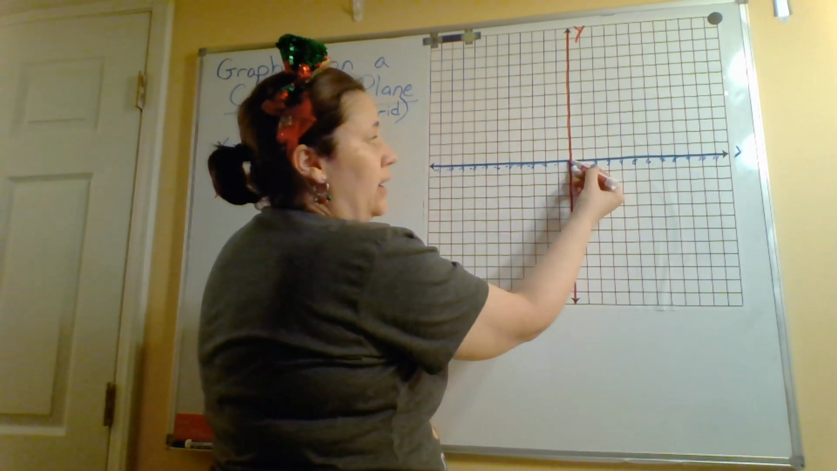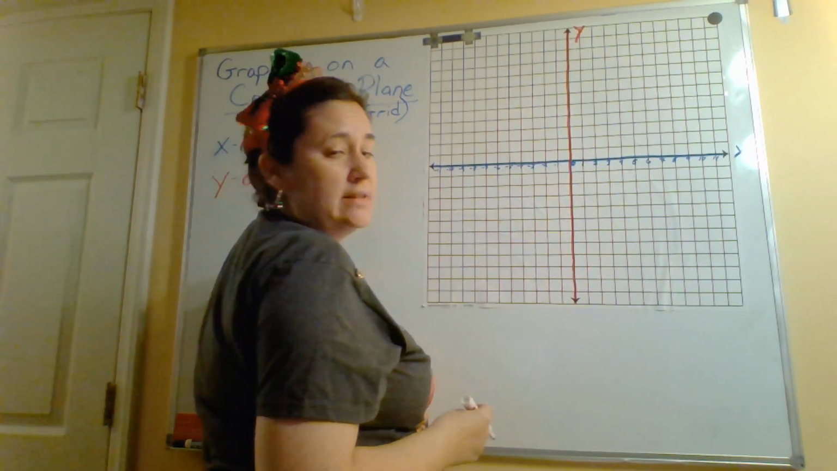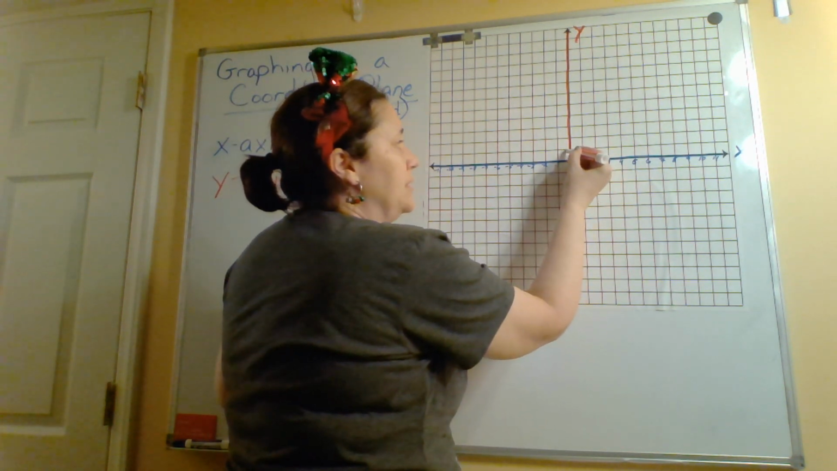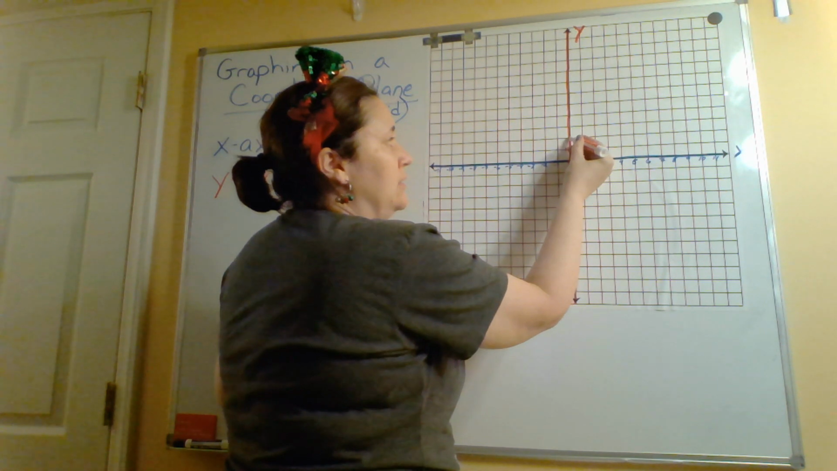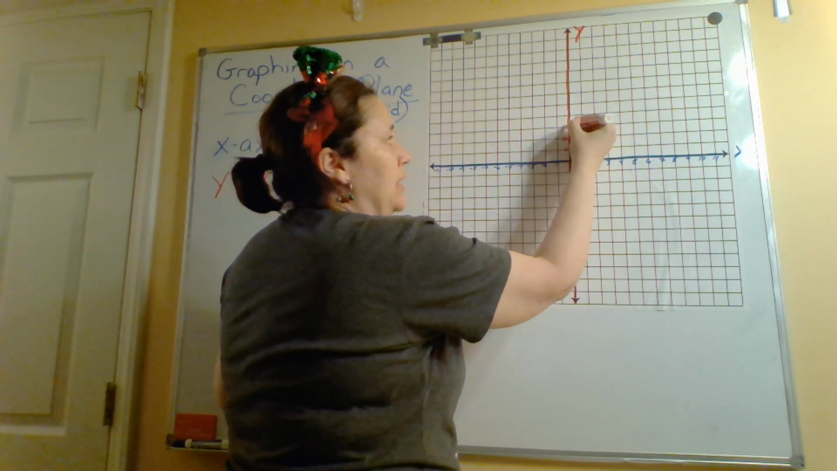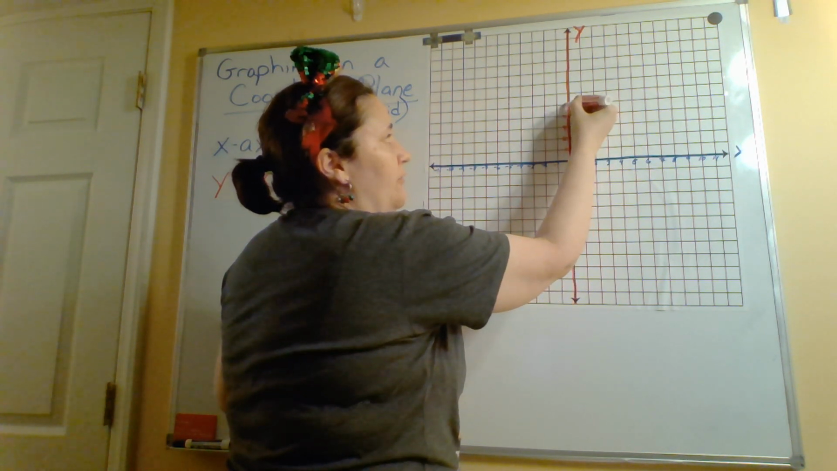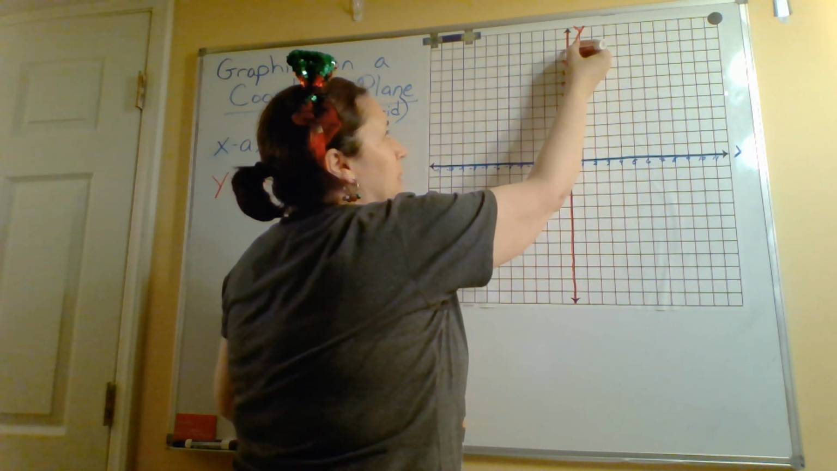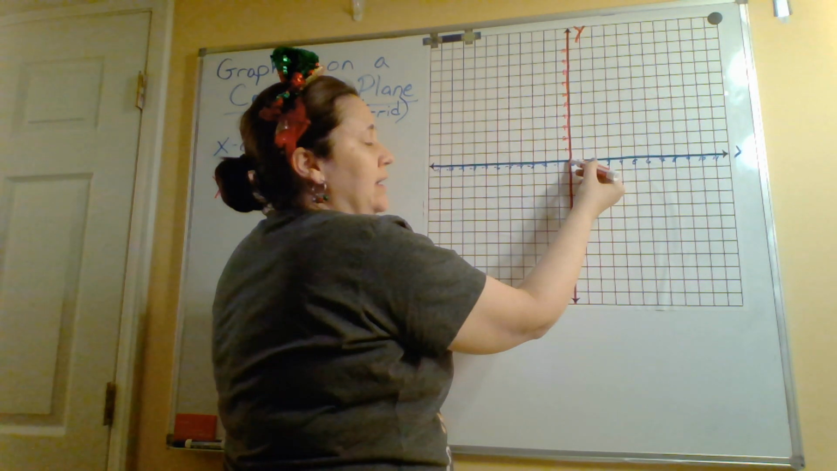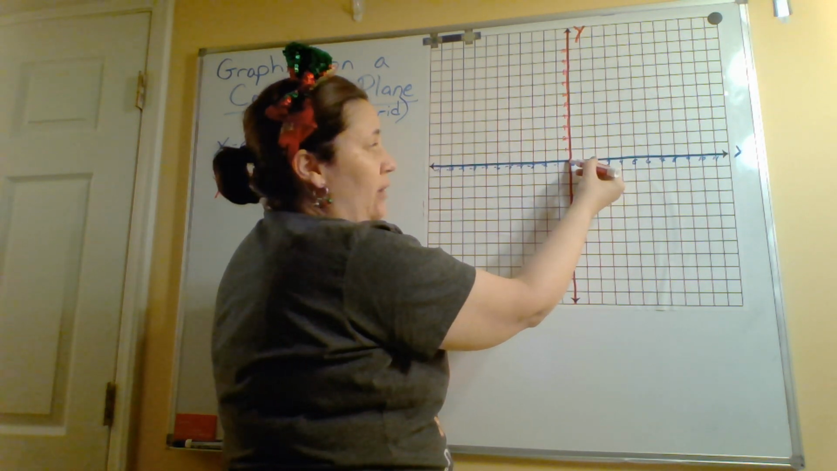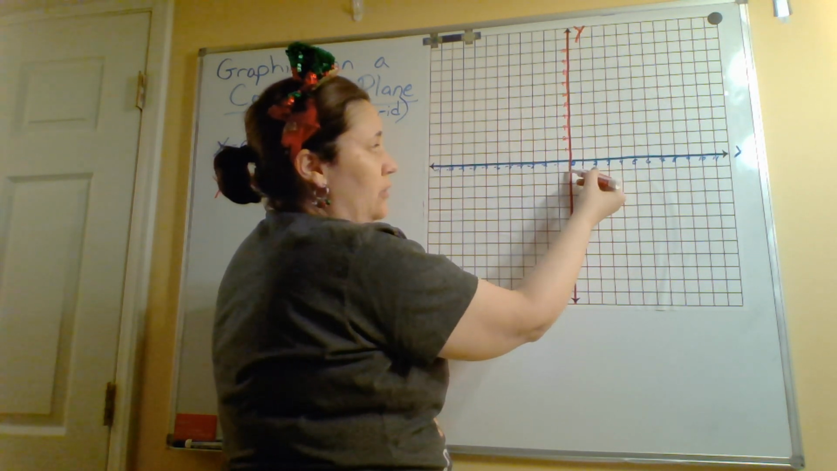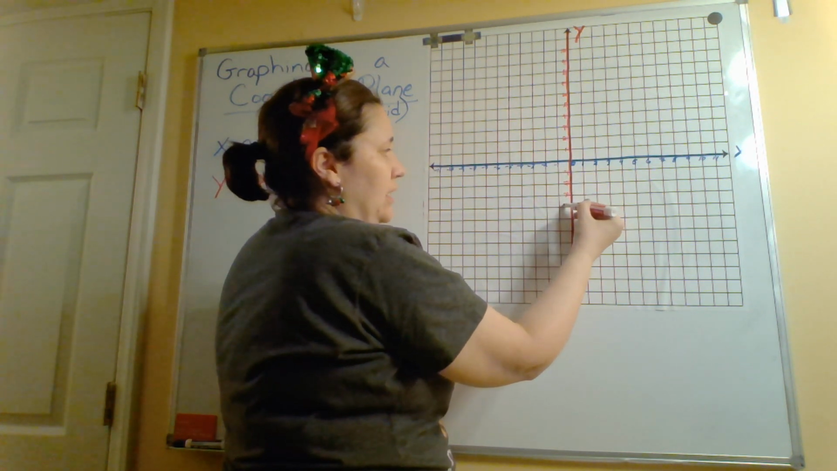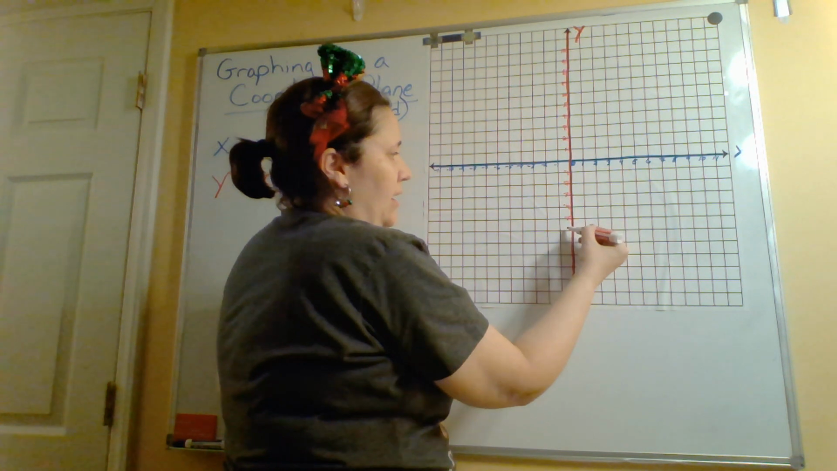This is still 0, where the x-axis and the y-axis meet is 0. And these numbers get higher as they go up. This is 0, 1, this is 2, 3, 4, 5, and so on. The numbers get into the negatives as you go down on the y-axis. This is going below 0, so this is -1, -2, -3, etc.